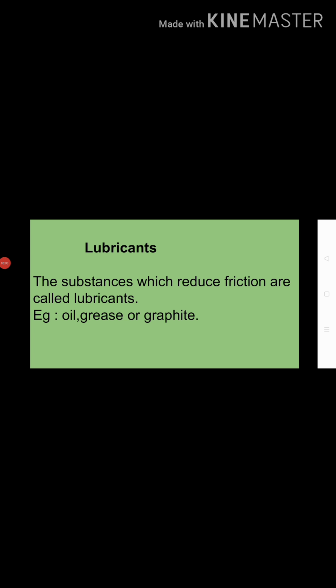Lubricants. The substances which reduce friction are called lubricants. For example, oil, grease or graphite. So we can use lubricants to reduce frictional force.